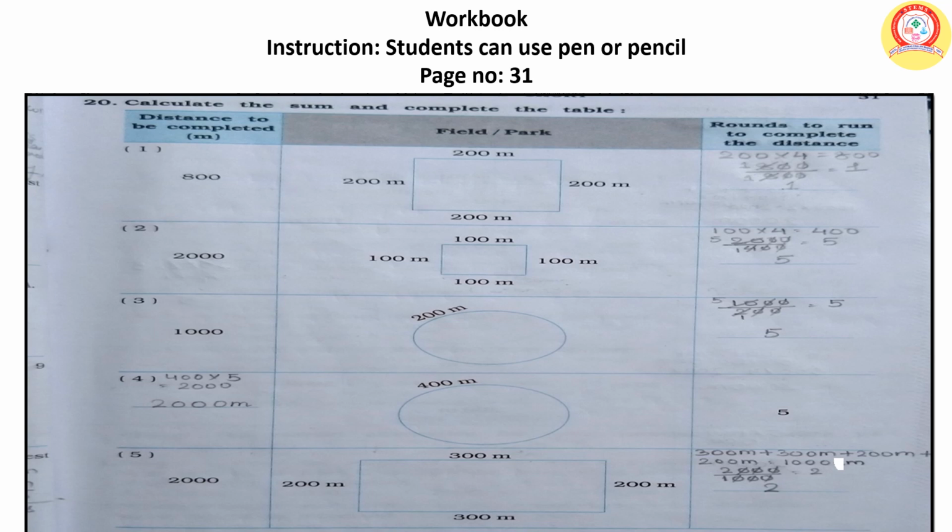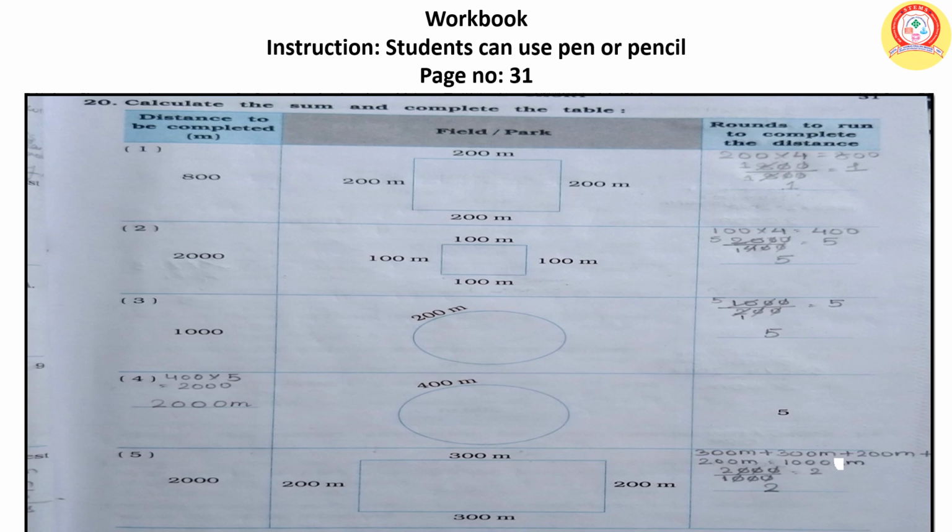Okay children, now let's move to the fourth one. In the fourth one, children, the rounds to run to complete the distance is 5. The distance of the field is 400 meter, as 400 multiplied by 1 is equal to 400 meter. So how much distance is required to complete? So we will multiply length of the field with the rounds completed, that is 400 multiplied by 5. We will get 2000 meter. So 2000 meter distance to be completed.